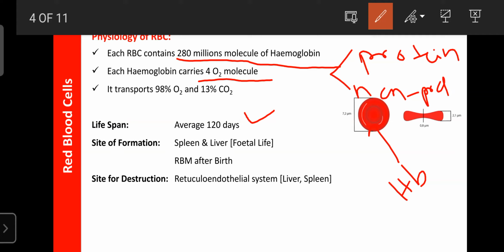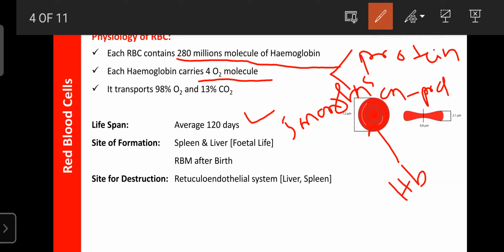Okay, the site of formation in the intrauterine life or in the fetus. The RBCs are formed in the spleen and liver up to 5 months of the fetus. Up to 5 months of the fetus, the RBC is synthesized in the spleen and liver in the fetal life or intrauterine life, because up to 5 months the bones are not well developed. Due to lack of development of bones in the fetus up to the 5th month, there is no RBM, or matured RBM, present.